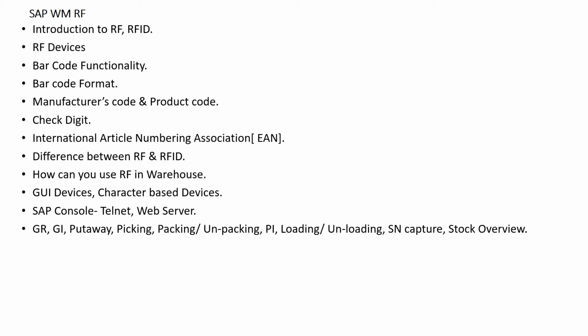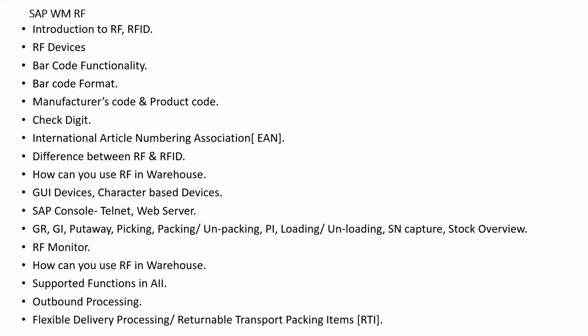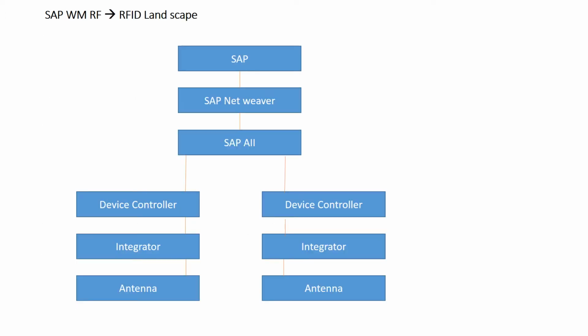GR/GI, put away, picking, packing, unpacking, physical inventory, loading, unloading, serial number capture, stock overview, and RF monitors. Then how one can use RFID in a warehouse, supported functions in AutoID infrastructure, outbound processing, flexible delivery processing, and returnable transport packaging items, RTA. And this diagram already told the integration of RFID landscapes.